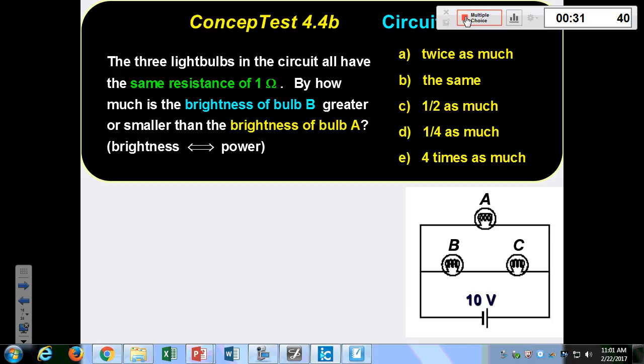Now you probably know right off that it's either brighter or dimmer. We just had that question, right? You'll know if it's brighter or dimmer. So now by how much is it brighter or dimmer? They all have the same resistance.